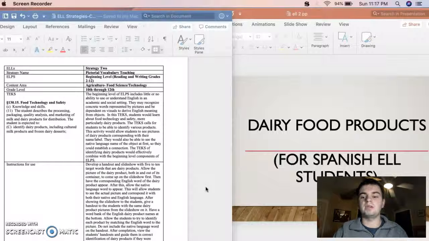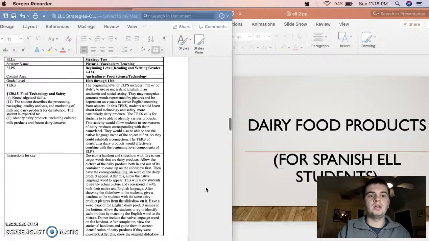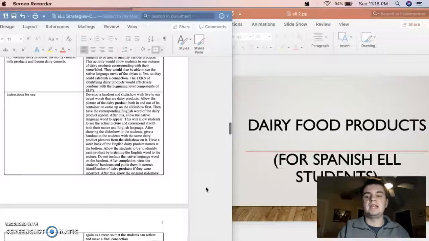But for the beginning level, they may not know that academic and social setting context of a word, but they may be able to build upon that by seeing pictures or seeing the concrete objects. So what the pictorial vocabulary teaching does is it allows students to see a picture and then have a word with it, and then sometimes it allows them, like in the example I made, to see their native language word as well, so they can recognize the English word, the word for it in their native language, and then actually see a picture or see it physically.